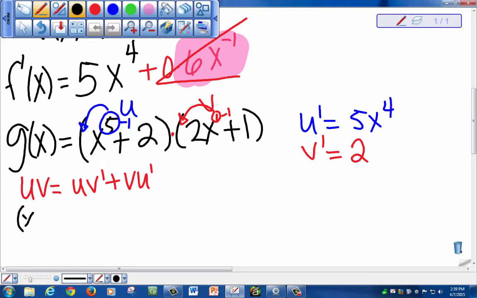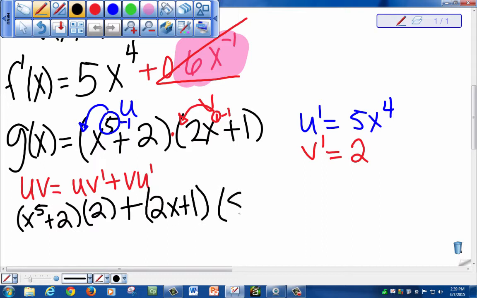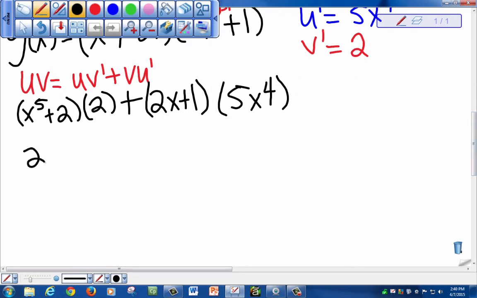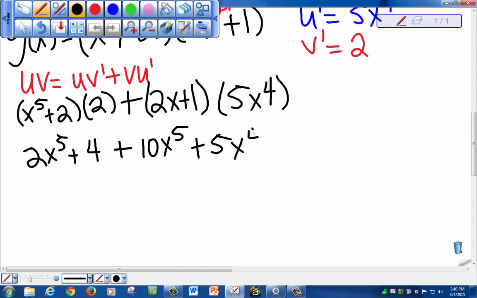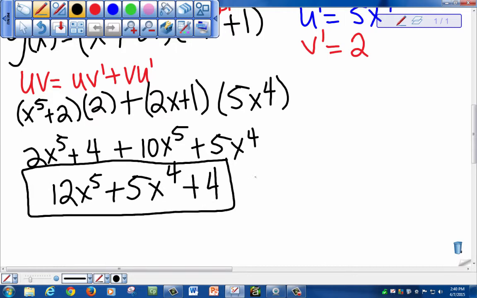So we're going to have x to the fifth plus 2 times 2 plus 2x plus 1 times 5x to the fourth. Now this is where your algebra comes into play. We get 2x to the fifth plus 4 plus 10x to the fifth plus 5x to the fourth. Collect like terms, we get 12x to the fifth plus 5x to the fourth plus 4. And that's our answer for g prime of x.